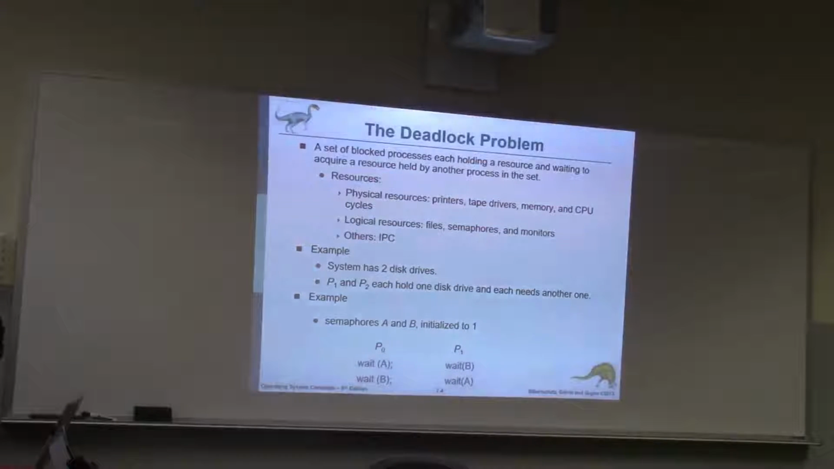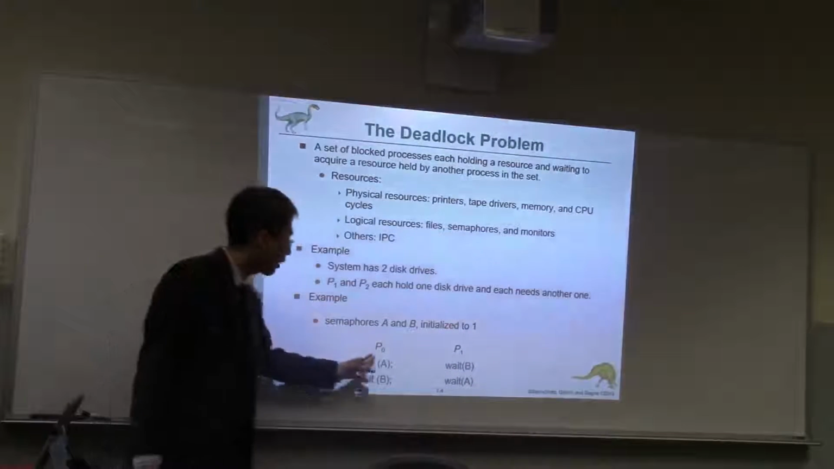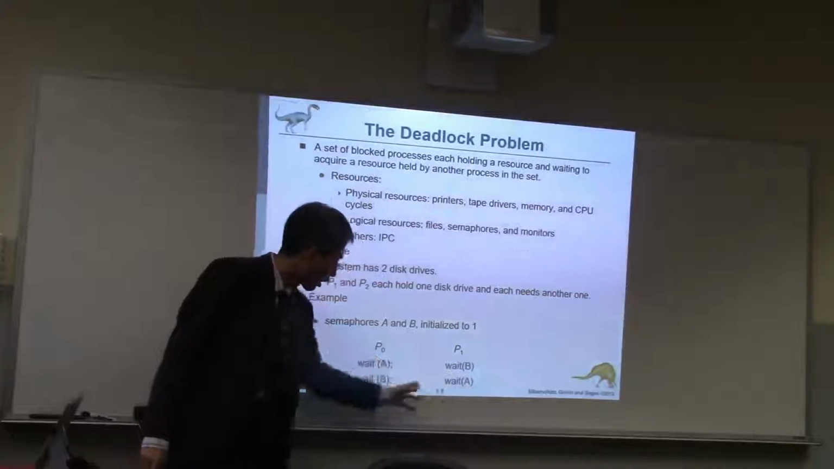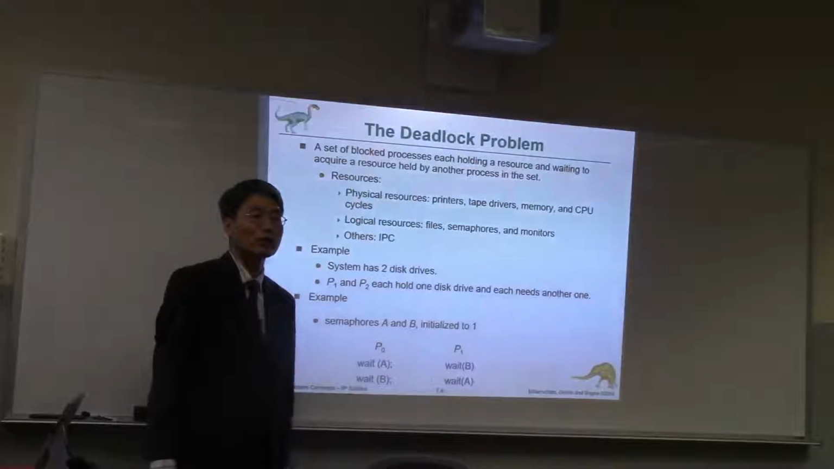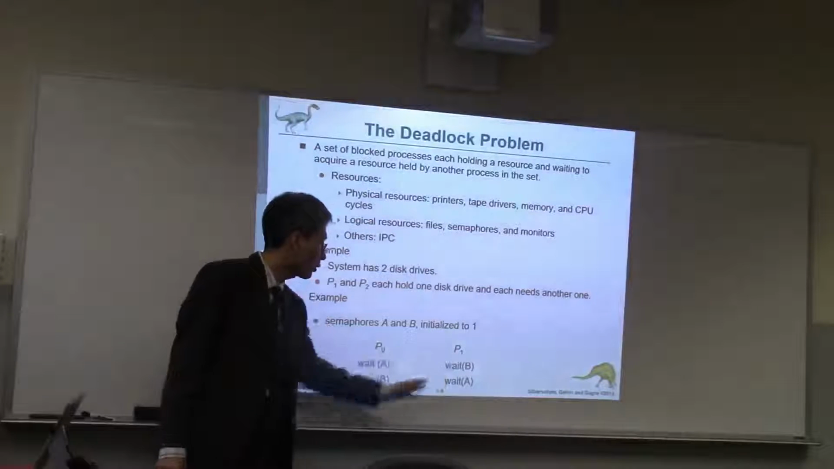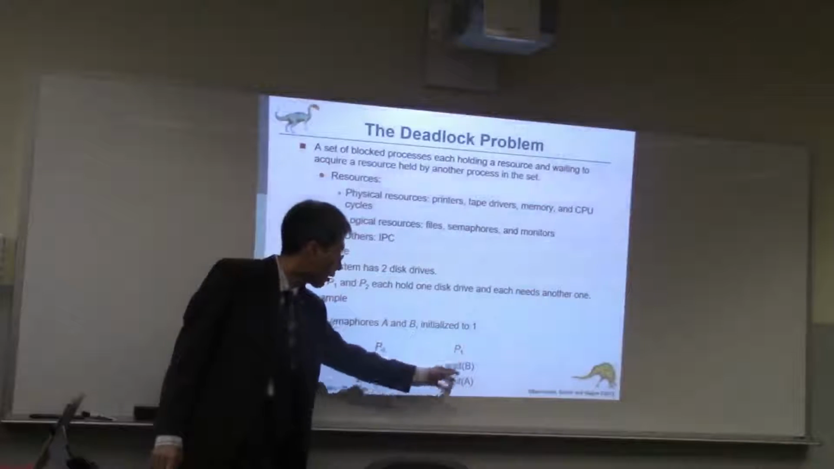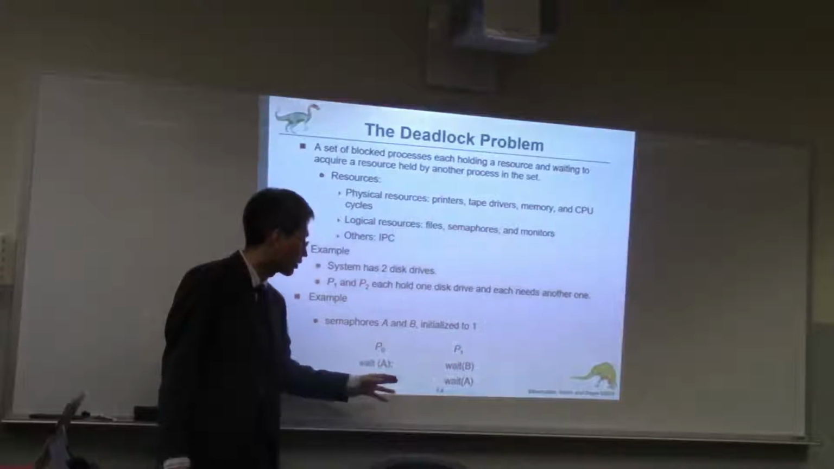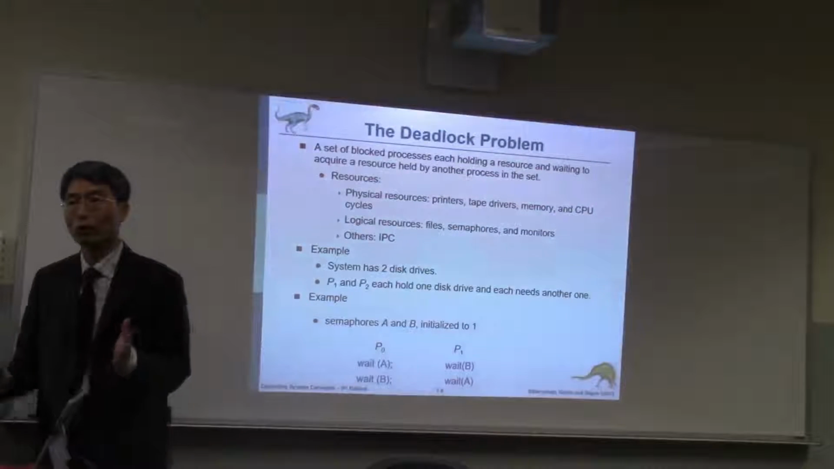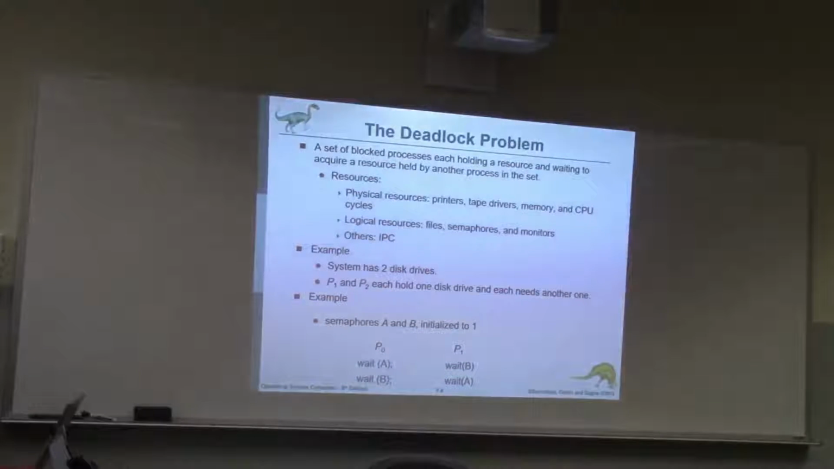So there might be no problem. At that time, what if P0 asks for the lock of B, okay? But it's held by P1. At the same time, P1 asks for the lock of A, which is held by P0. What happened? They keep waiting until one of them is released. Okay, that is called the deadlock situation.